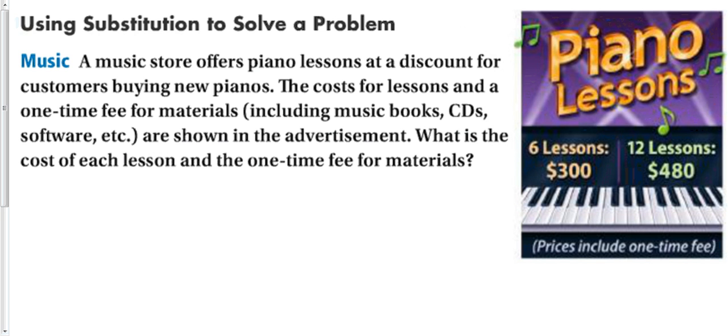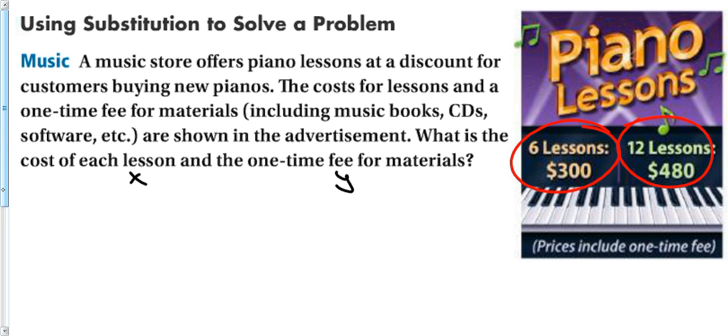Let's look at a word problem. A music store offers piano lessons at a discount for customers buying new pianos. The cost for the lessons and a one-time fee for materials, books, CDs, software, are shown in the advertisement. So here's our two data points. 6 lessons is going to be equal to 300. 12 lessons is going to equal 480. So with those two pieces of information, I can figure out how much the lesson is and how much the one-time fee is. Let's call each lesson x, and let's call my one-time fee y.